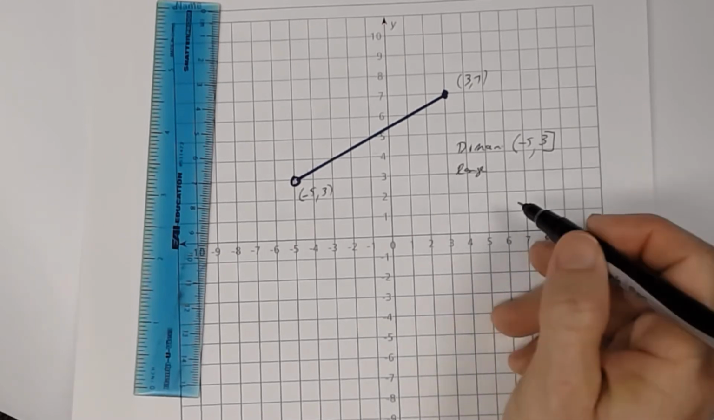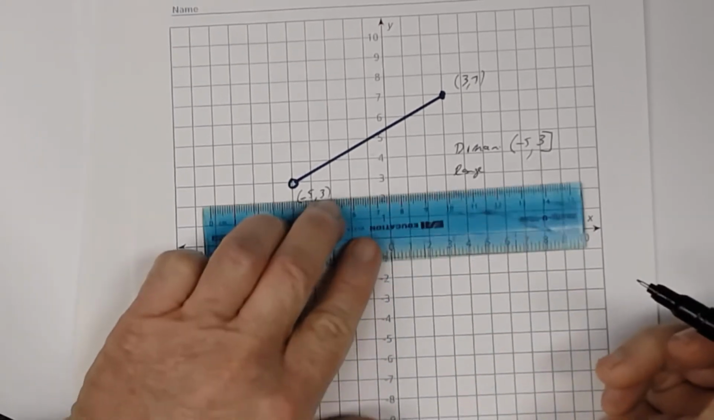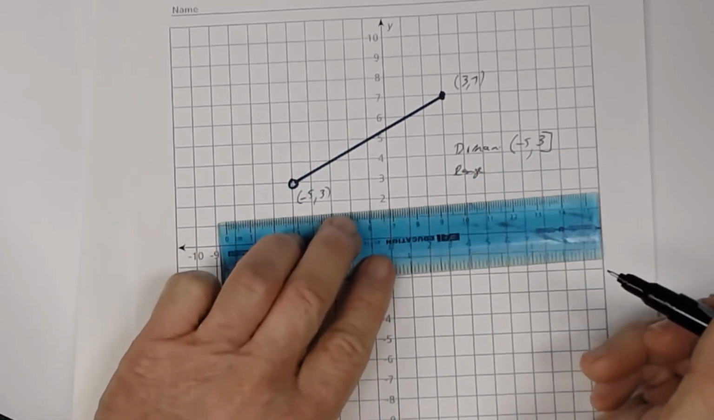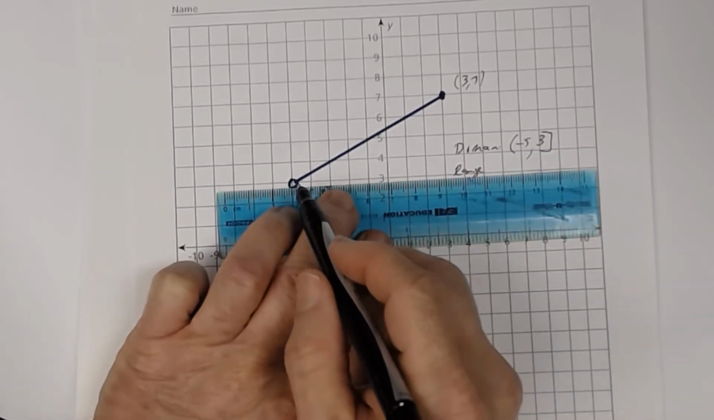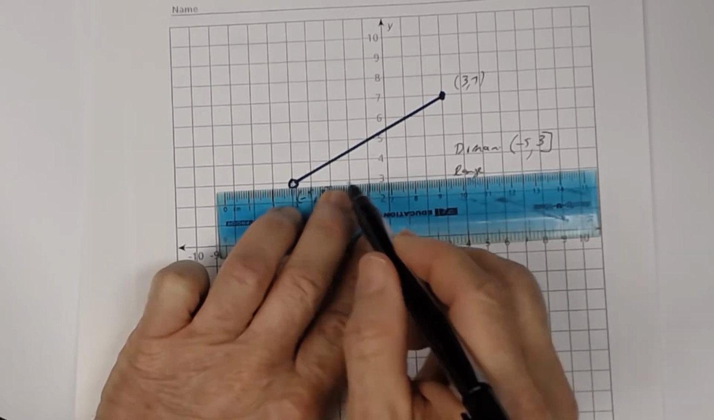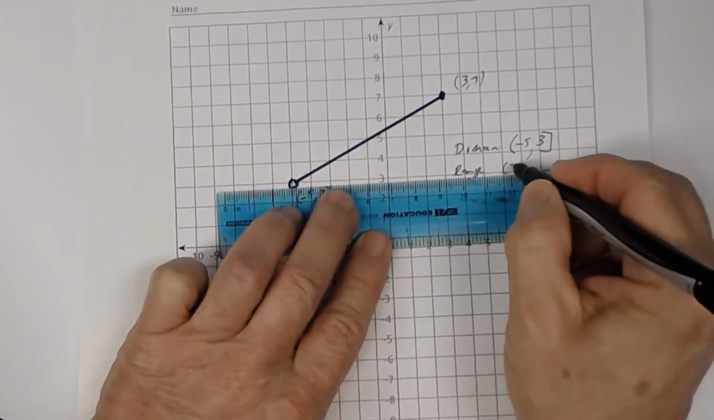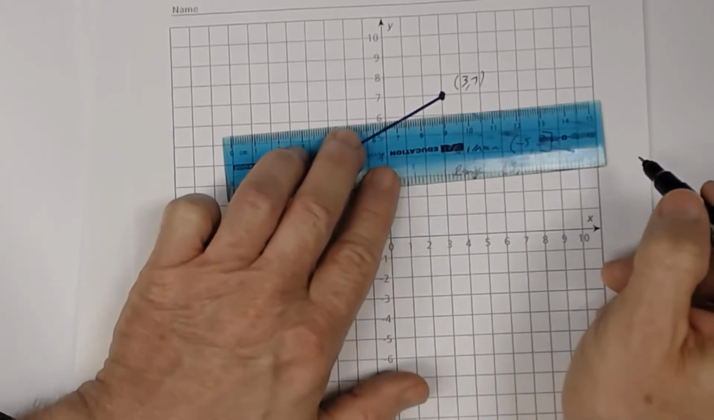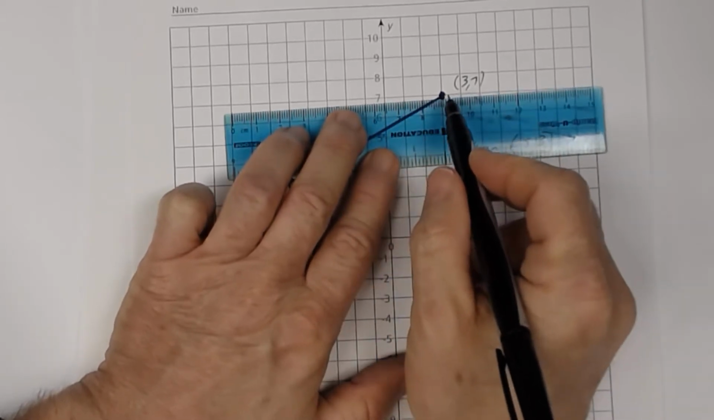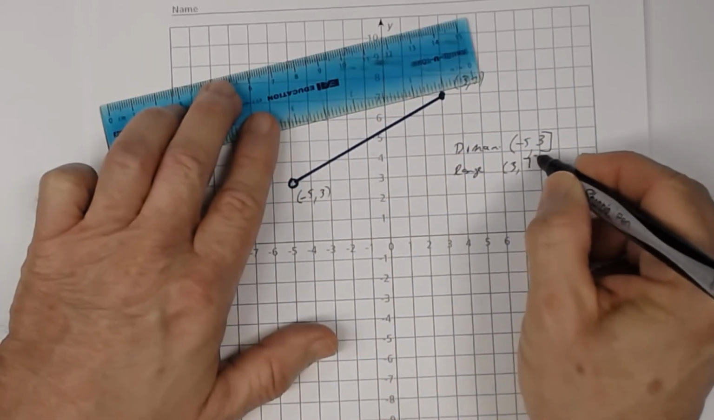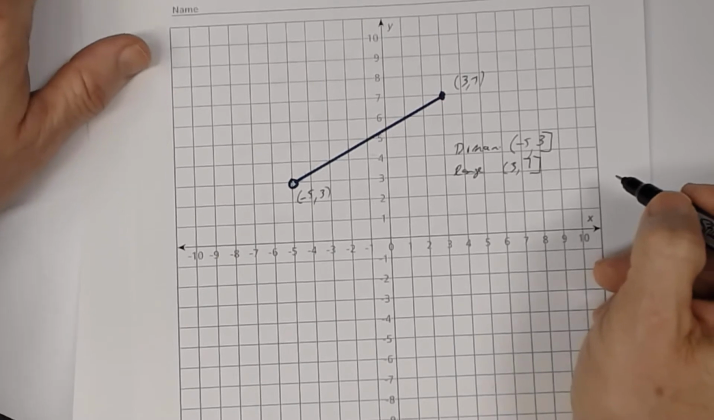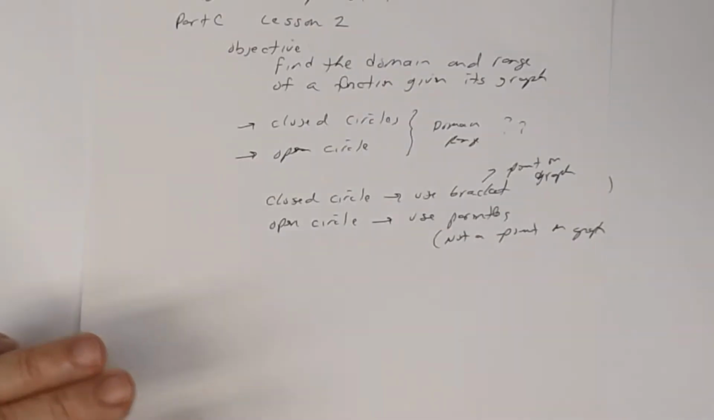All right, let's go about the range. The range, you go from bottom up. So this is where I start touching the graph right here, the open circle. What's that y value? Well, that y value is 3. So parentheses 3, all the way to this y value, which is 7, but it's a closed circle, so I got to say 7 with a bracket. All right, so that was that one.